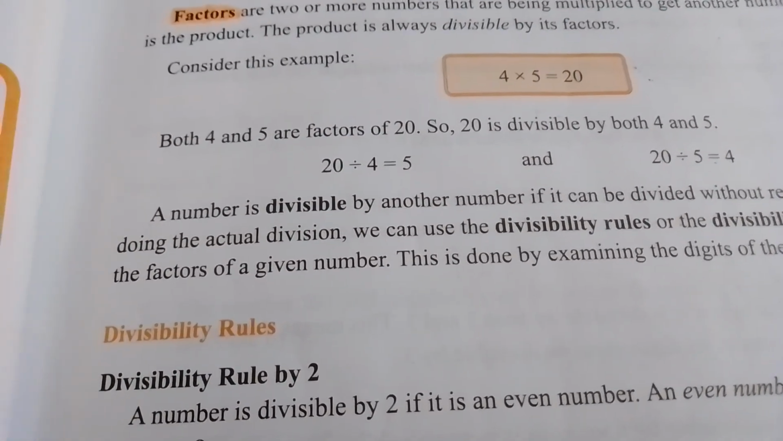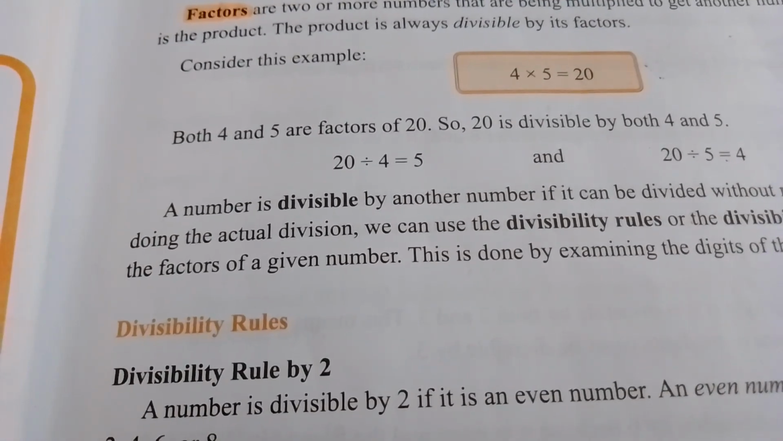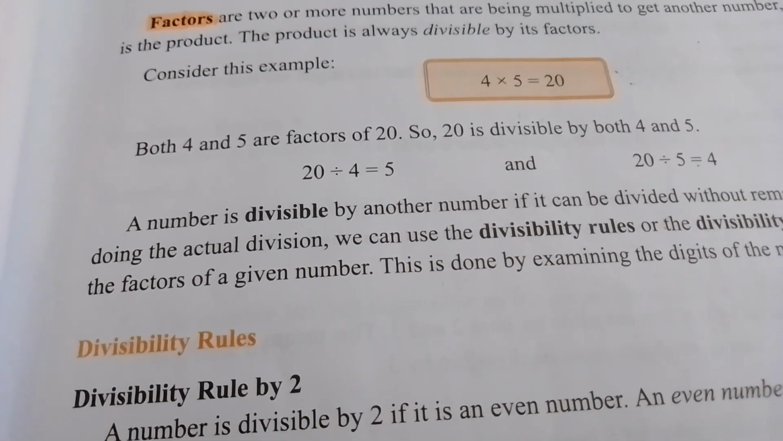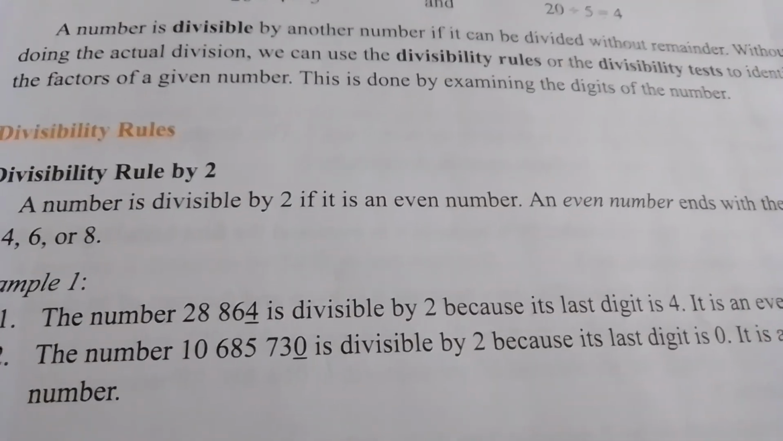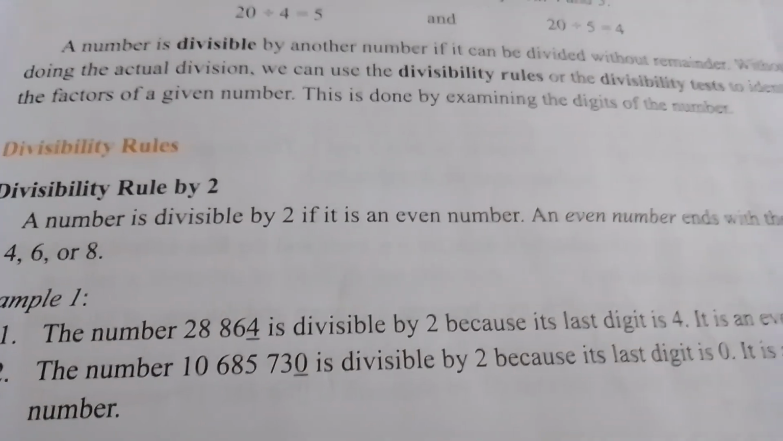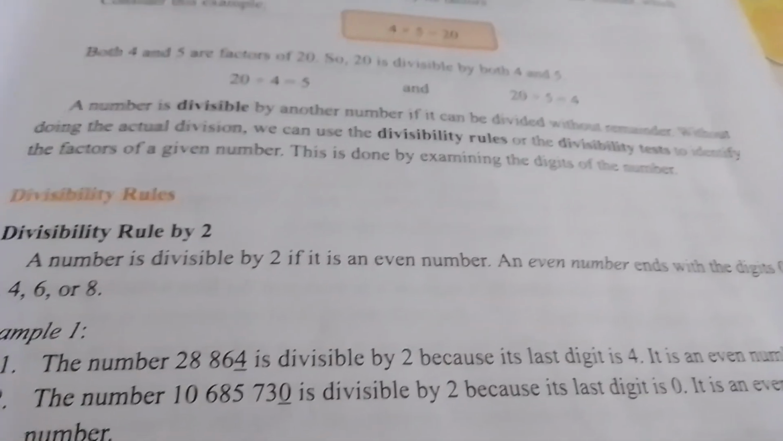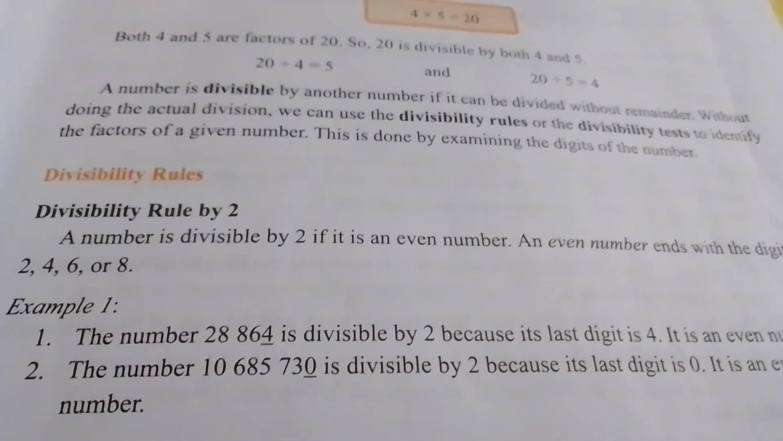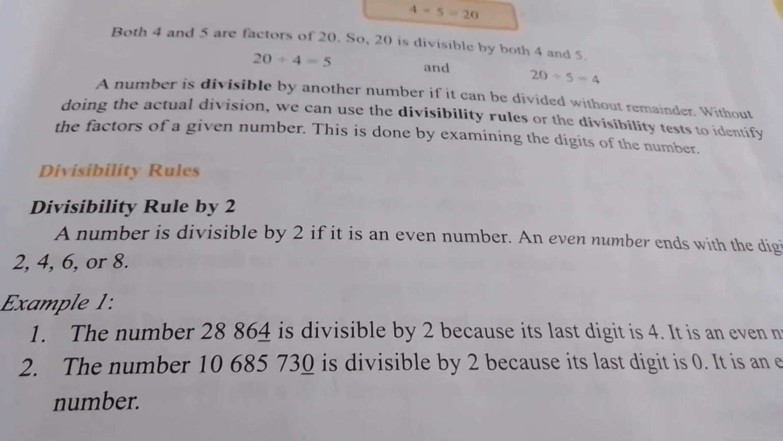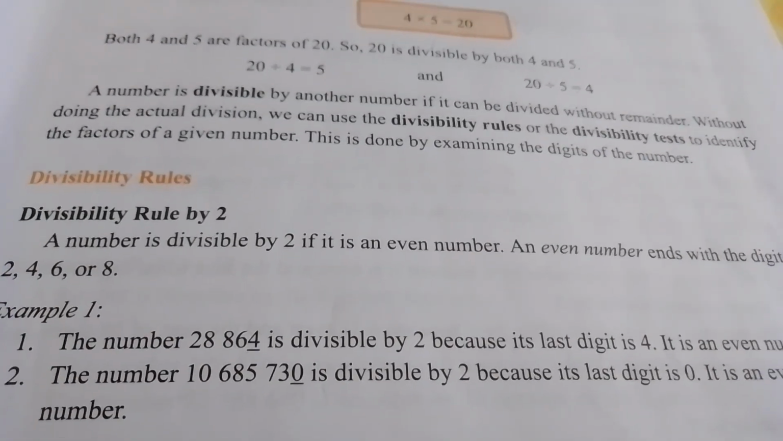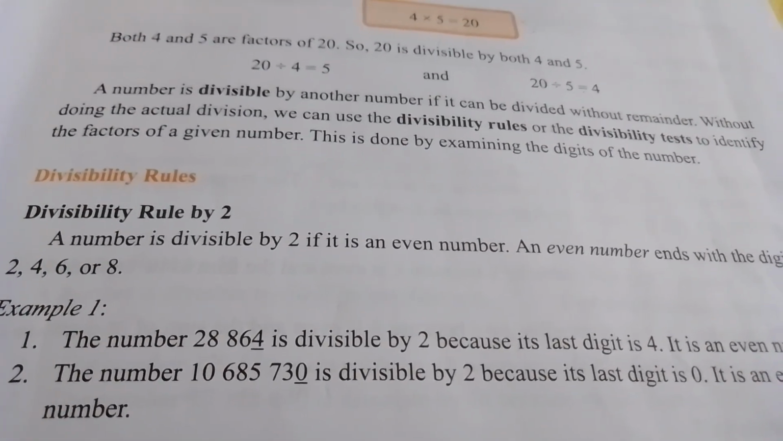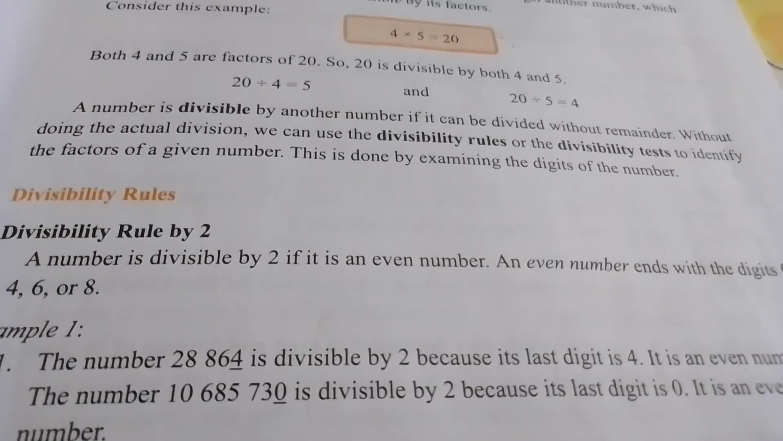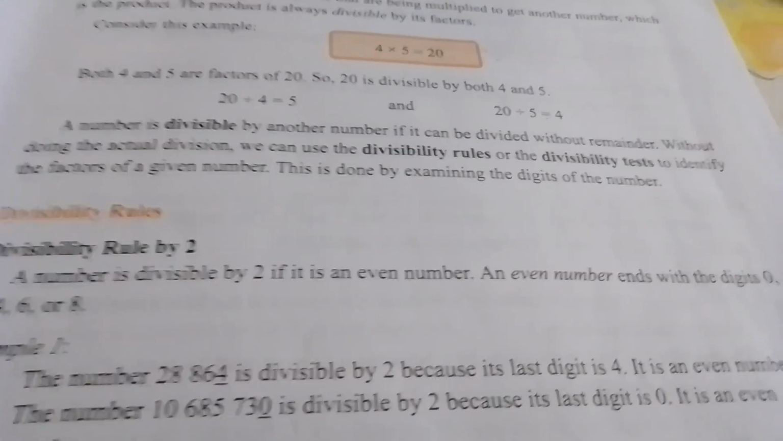20 divided by 4 equals 5, and 20 divided by 5 equals 4. A number is divisible by another number if it can be divided without remainder. Without doing the actual division, we can use the divisibility rules or divisibility tests to identify the factors of a given number.